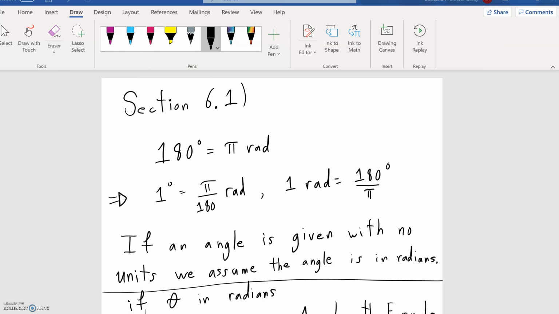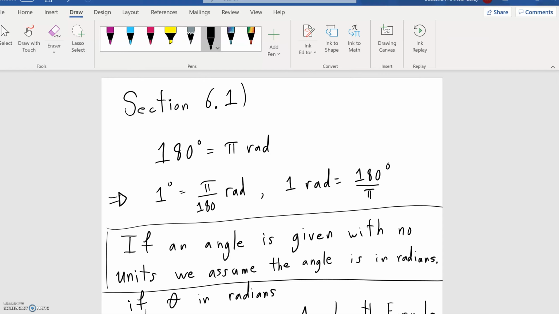Now, you do have a conversion factor here between degrees and radians. It's the following: 180 degrees is equal to pi radians. This means that 1 degree is equal to pi over 180 radians, and 1 radian is equal to 180 degrees over pi. You also have the following. Let me box this here. If an angle is given with no units, you assume that the angle is in radians.